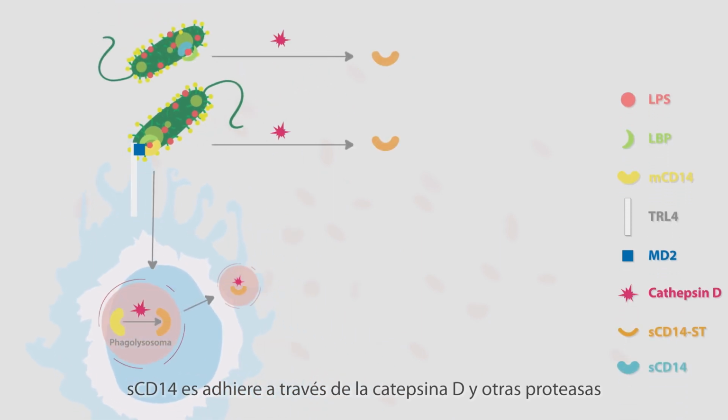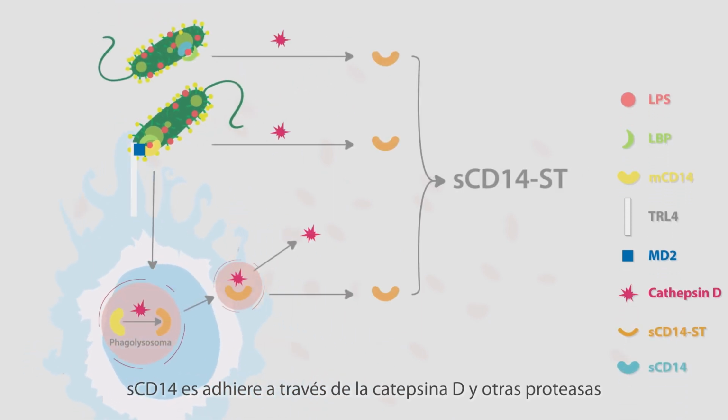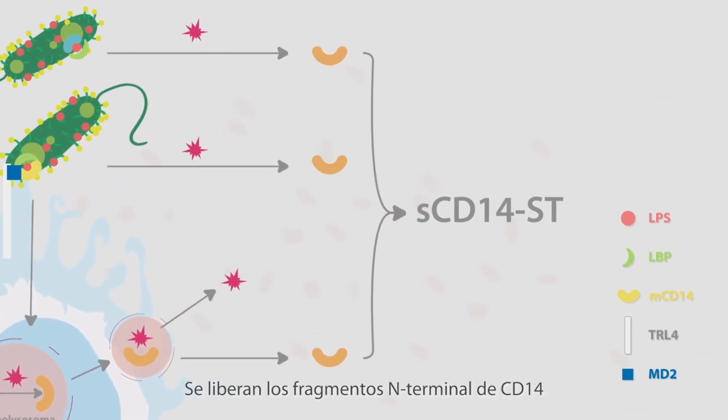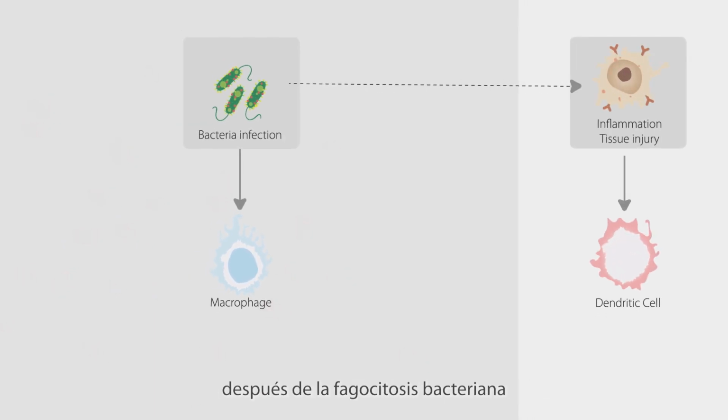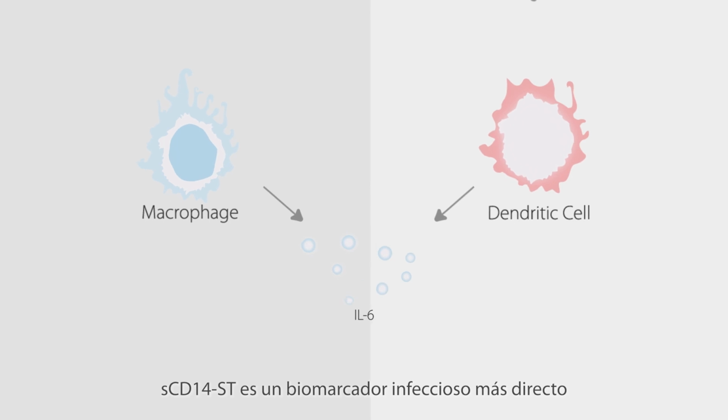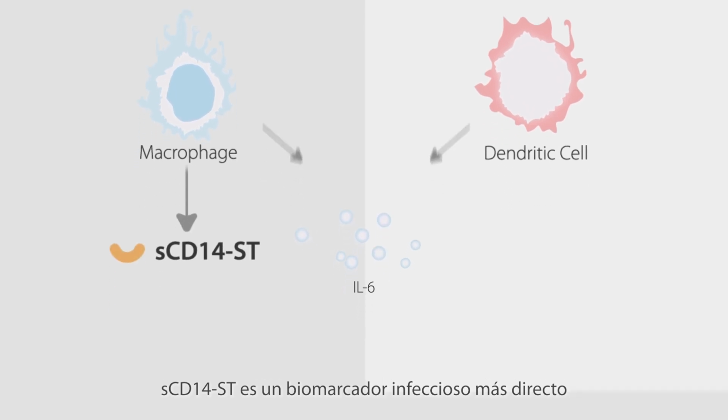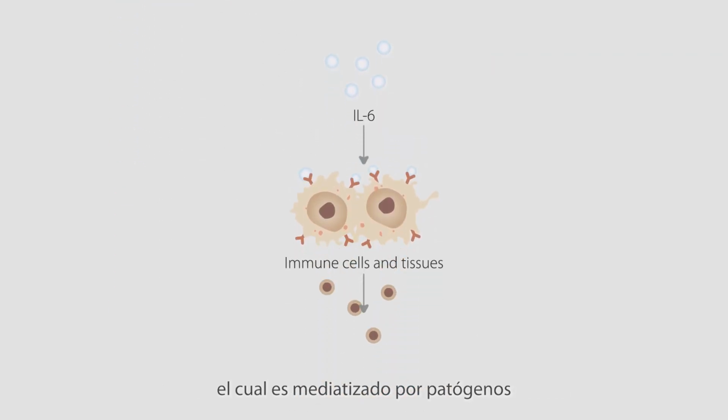sCD14 is cleaved by cathepsin-D and other proteases. The N-terminal fragments of CD14 are released. Compared to PCT induced by cytokines after bacterial phagocytosis, sCD14ST is a more direct infectious biomarker, which is mediated by pathogens.